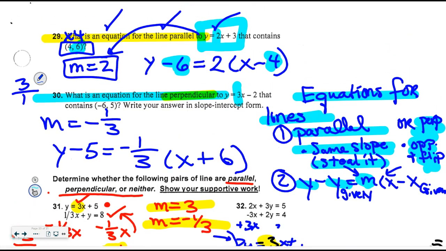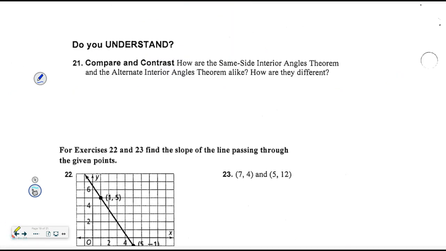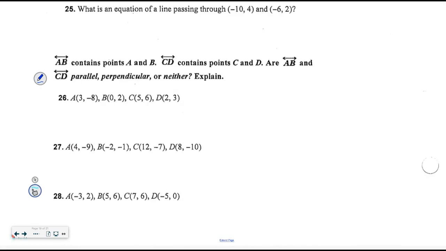All right, now it'll go a little faster. We're going to go back a page, I guess, and we're going to go to the bottom. I'm hoping to get up to 21 here. This says AB contains points A and B. Okay, so this requires, on your note card, are you ready? Slope equals M equals.